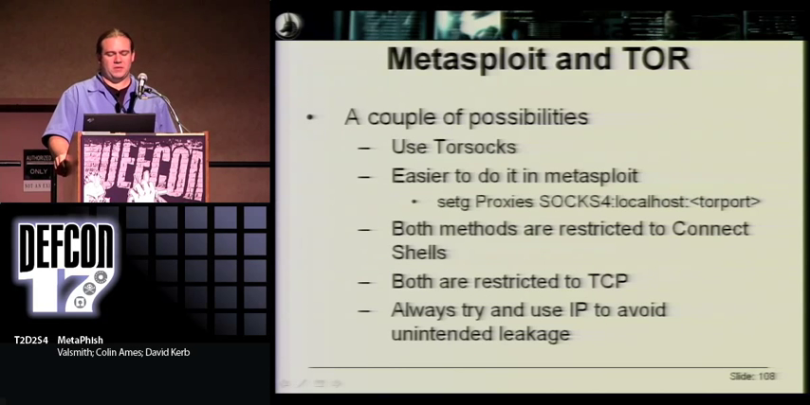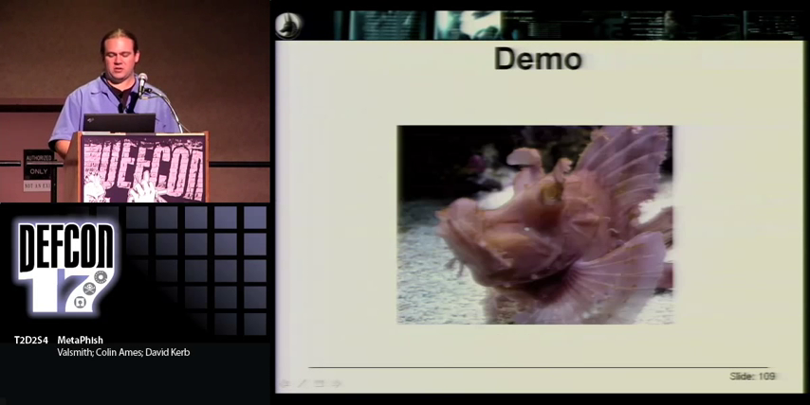So these guys asked me, of course, what about Metasploit? And for a while there, I was doing TorSocks with Metasploit until I read a post from HD and found out it's much easier than that. So all you have to do is set the global proxy to a SOCKS4 proxy on localhost pointing to your Tor port. And there you go. Of course, you're restricted to connect shells. If you do a reverse shell, you're going to have a bad day because it points right back to you. So there's still some limitations. And we went ahead and decided to show that, though.